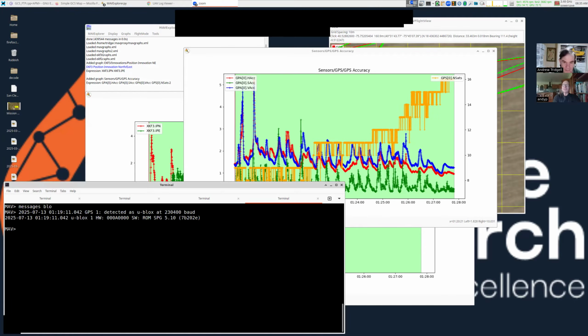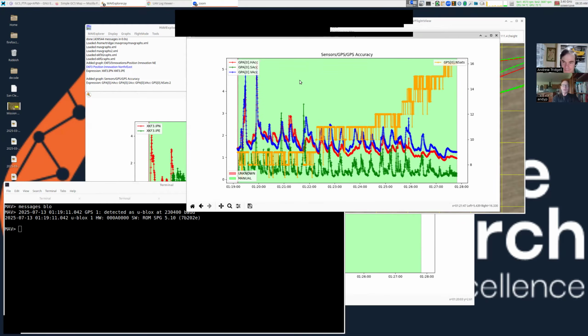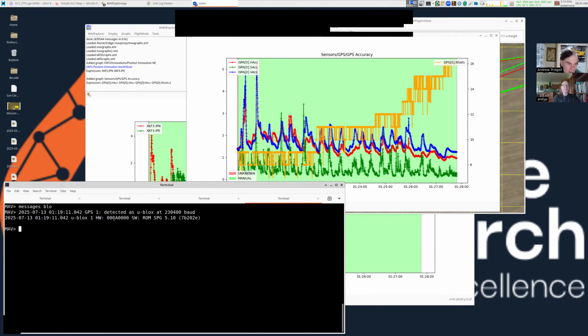Dredge, I don't want to sidetrack too much, but a question on people's minds will be, what sort of GPS hardware is good to use? So this particular one, that's what I've just looked at here. This is messages blocks. I'm looking for the string BLO, and it's finding this U-blocks string, which gives us the hardware version and also the firmware version on the GPS on this aircraft.